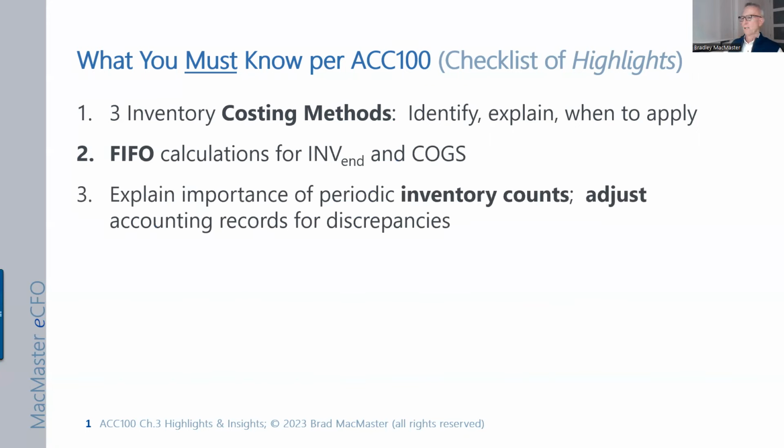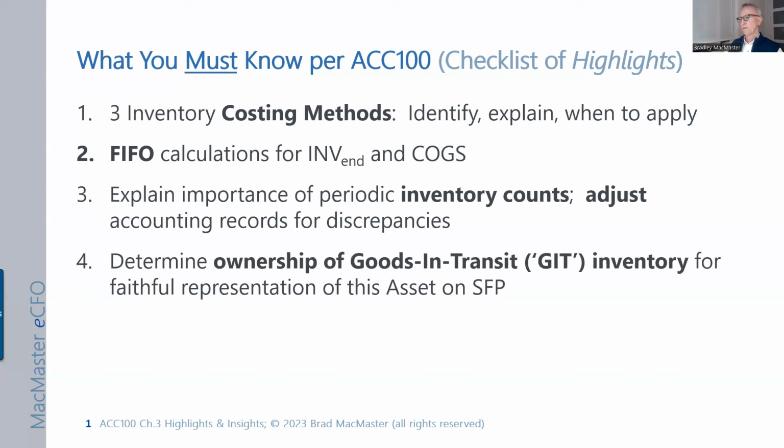The third thing is to understand the importance of periodic inventory accounts and how we might adjust the accounting records for discrepancies between what the records show and what the physical count shows. The fourth item is how we account for goods that are in transit when we are trying to present an amount for the inventory on the statement of financial position.